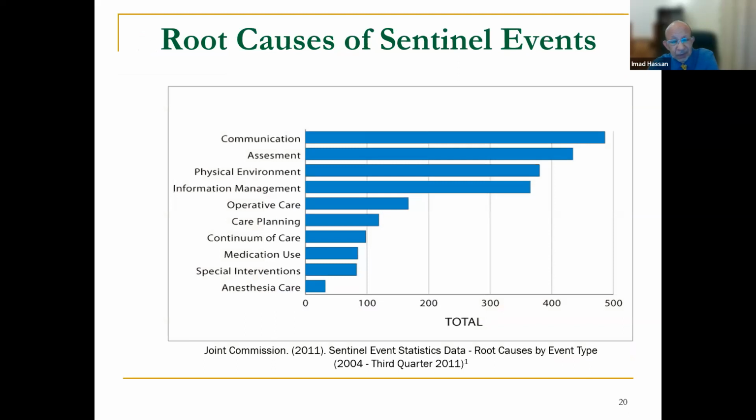And as a matter of fact, this is a very serious graph which looked at sentinel events. Sentinel events means events that really led to harm or death, right? And you can see that communication as a root cause was actually the commonest reason. So you should never underestimate the power of communication in improving the quality of care and reducing litigation and so forth. Okay.